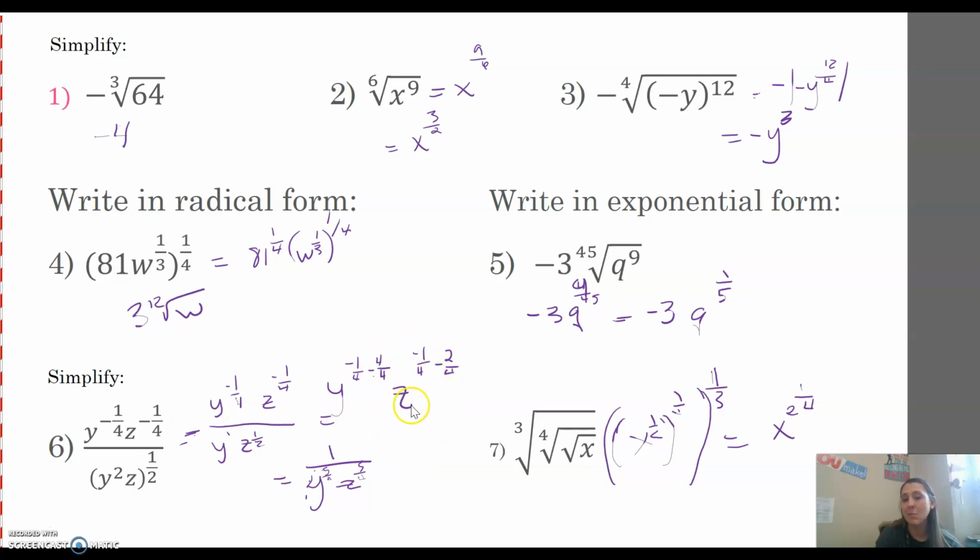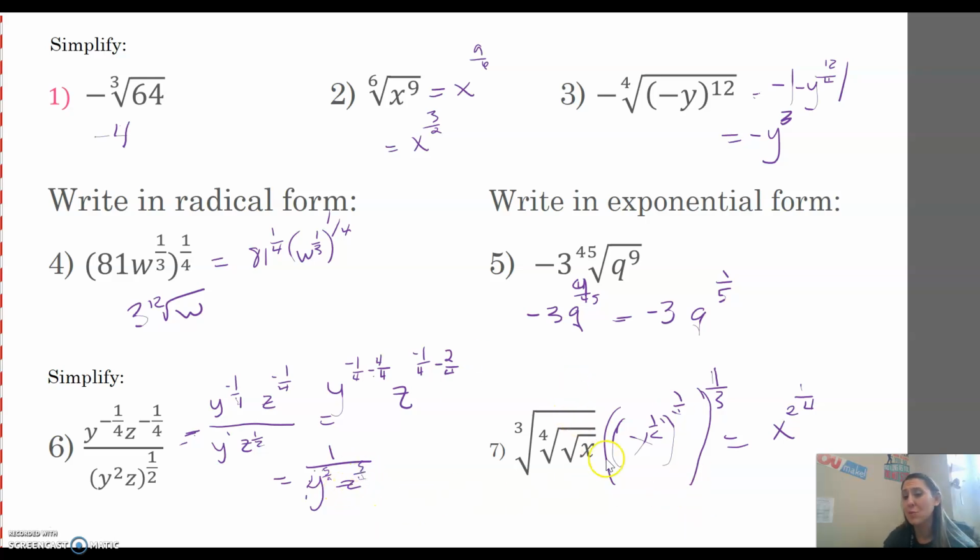And then I did the same thing for the z. So I did -1/4 minus 2/4. Again, I had to come up with a common denominator. So then I get -3/4, and then those were all in the numerator, when you move them to the denominator, they become positive, so you get 1/y to the 5/4, z to the 3/4.